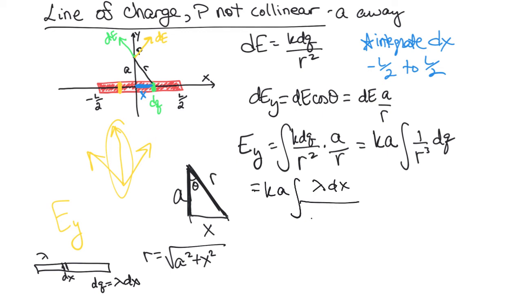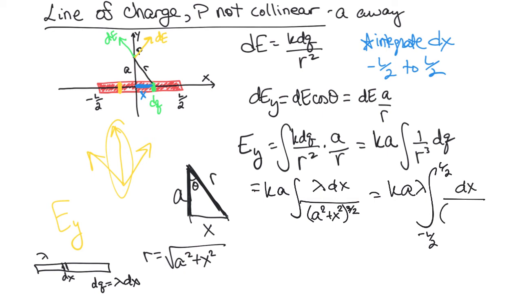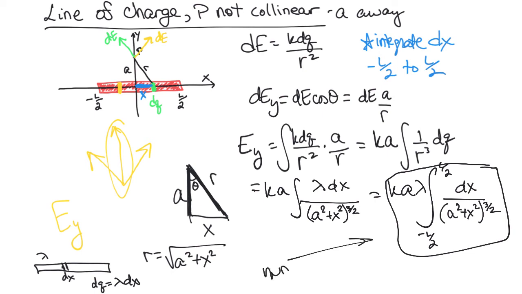And then what about r? Well, r is this hypotenuse, the square root of a squared plus x squared, but here it's cubed, so we're going to write 3/2. So here we are: k, a, lambda, and I should put my limits here, negative L over 2 to L over 2, of dx over (a squared plus x squared) to the 3/2. I'm going to put a box around that because I can't do that integral by myself. You need to do it numerically.